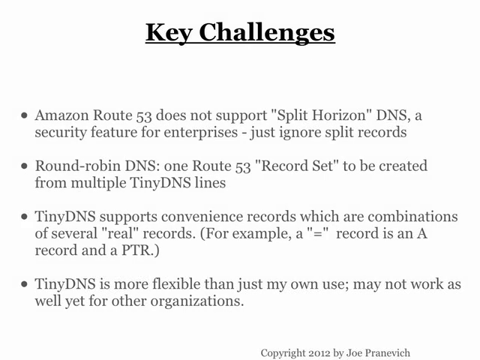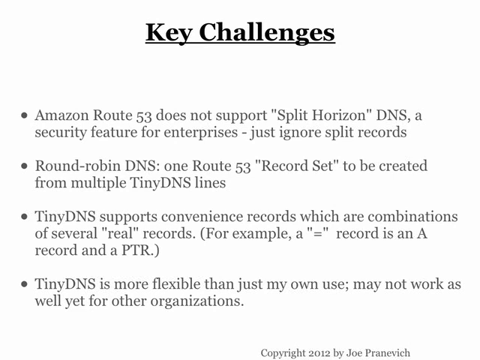There are other key challenges that I experienced while importing this data. First, Amazon does not support a feature called split horizon DNS. This is a very common security feature for enterprises, and one that TinyDNS does very well. When you do this, for example, you would not want your development machines to be known, or their addresses to be known on the public network. However, within your company, you might want your development machines to be able to be found.